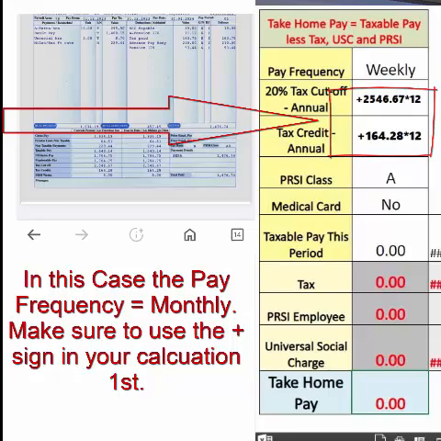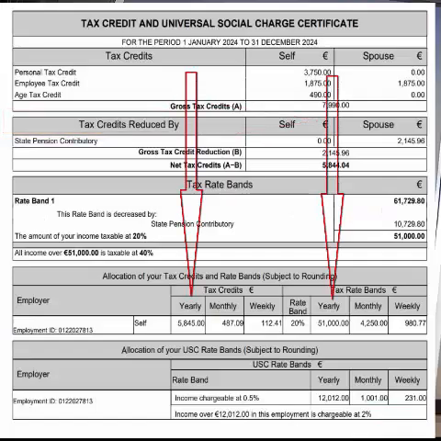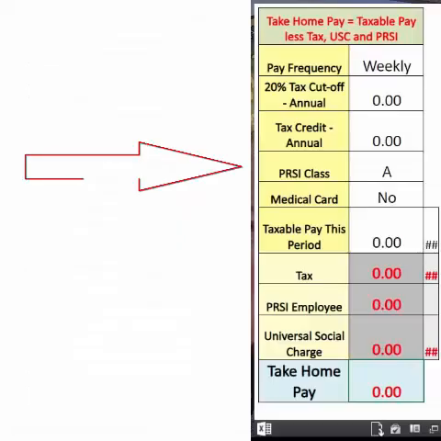The most accurate way to do this is to take the annual figure from your tax credit cert. And in this way, you are also checking that your employer is using the most up-to-date tax credit cert for you. The next box is for PRSI class.